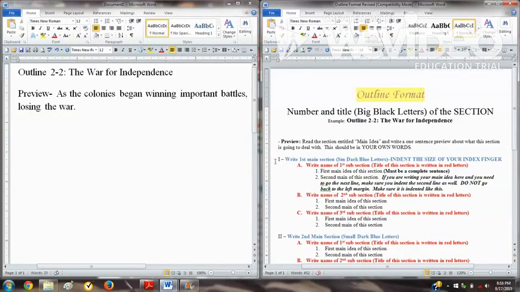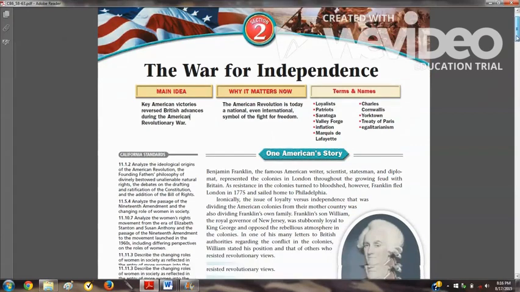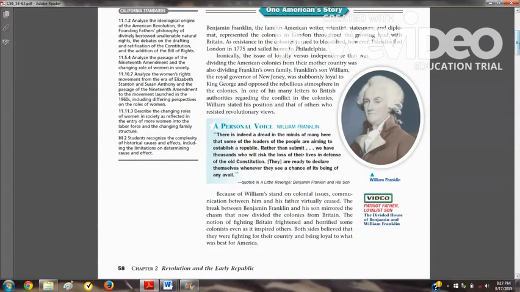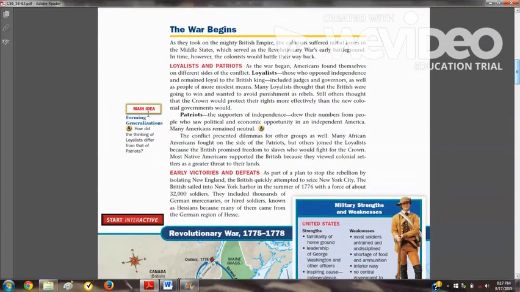Roman numeral 1. Write the name of the first main section, which are the small blue letters. So let's look in our book for the small blue letters. Now this one, not dark blue letters. This one, not dark blue letters. So far we don't have one. And here we go. The war begins. That's our first one. So let's go back to our paper.